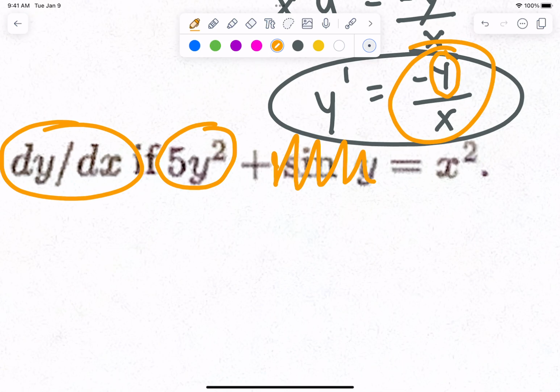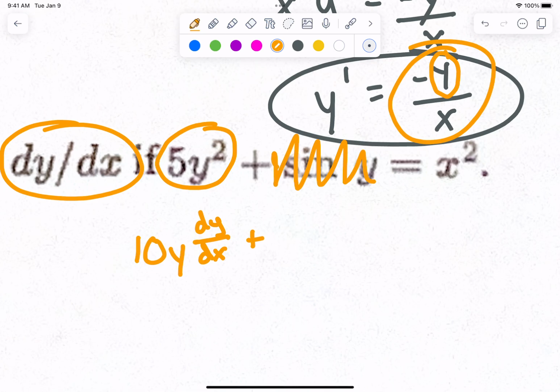5y squared. What's the derivative of 5y squared? 10y. 10y, and then we'd need a y prime in there, right? Or let's do dy dx. Let's call it dy dx. Okay, 10y dy dx, right? Anytime we take the derivative of y, we have to have a dy dx on the end of it, right? So we did kind of like the chain rule there. It's 10y to the first power times dy dx, right?